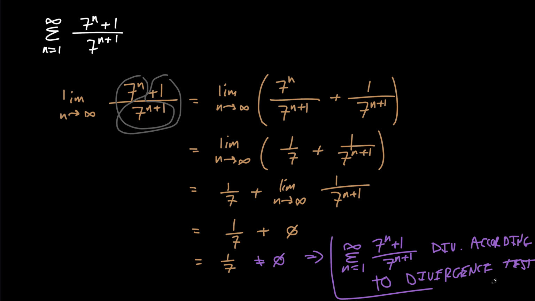Okay, so we just make our claim. We showed all the work that proved that the limit was not equal to 0, and then according to our divergence test, that limit not being 0 means that the original series diverges. There we go.